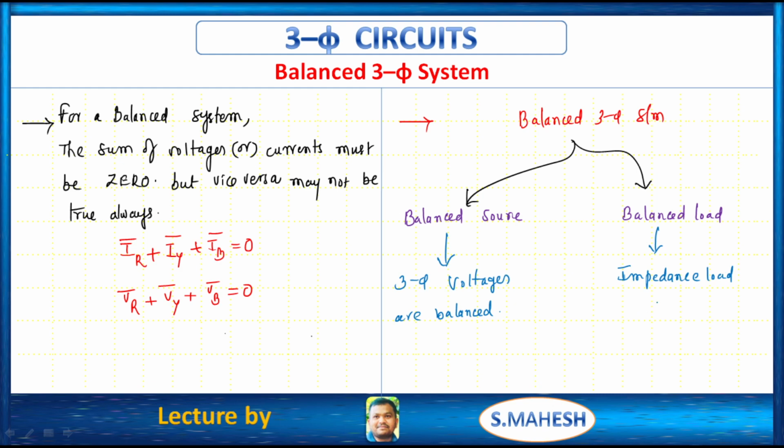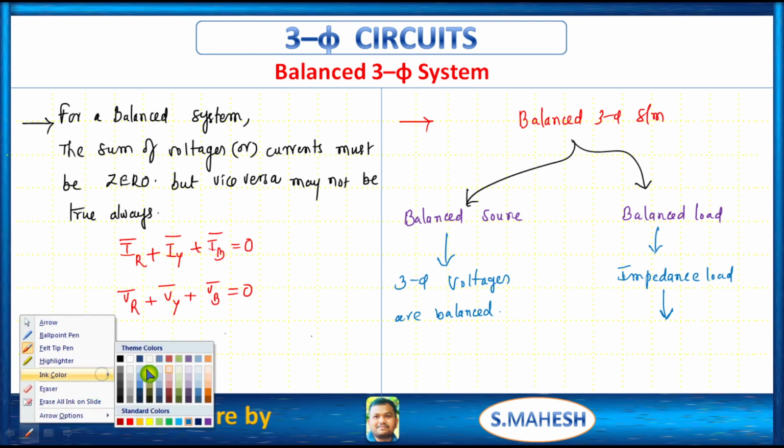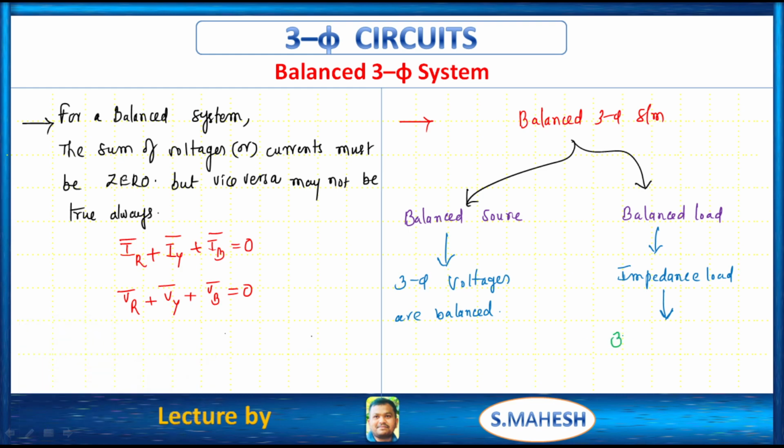That is, balanced load means impedance load means three-phase load currents are balanced. This is a very important point. Three-phase load currents are balanced. That's it. So balanced three-phase system means balanced source and balanced load. Source means we get the EMF from three-phase alternators. For example, 11 kV is nothing but a three-phase voltage from a three-phase alternator, which is balanced with respect to a balanced source.